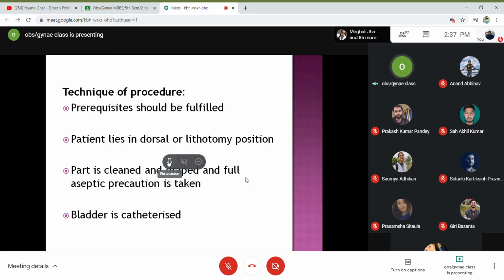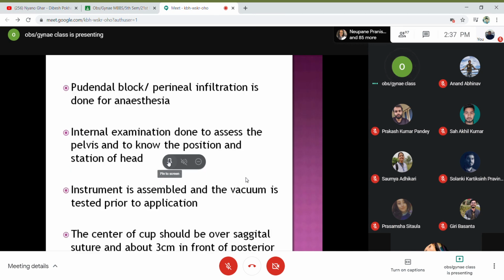Technique of procedure: similar to forceps, the prerequisites have to be fulfilled. I told you about the prerequisites. The patient lies in dorsal or lithotomy position. The part is cleaned and draped and full aseptic precautions are taken. The bladder is catheterized. Pudendal block and perineal infiltration is done for anesthesia. Internal examination is done to assess the pelvis and to know the position and station of the head. The instrument is assembled and the vacuum is tested prior to application.